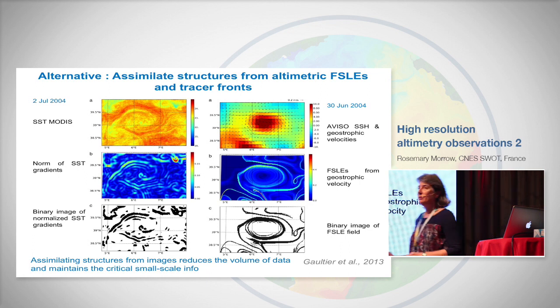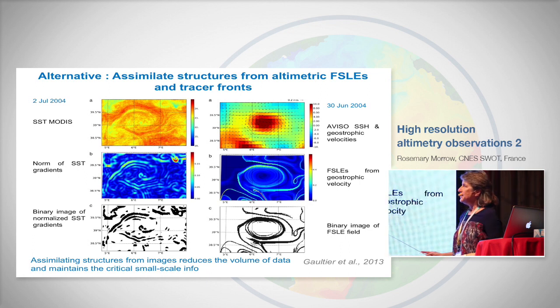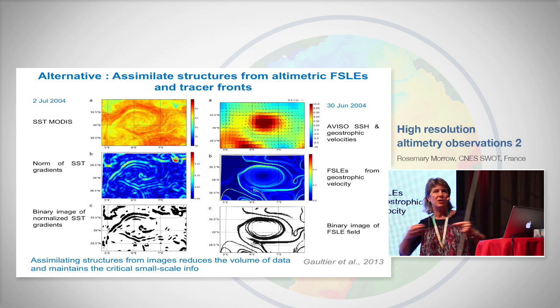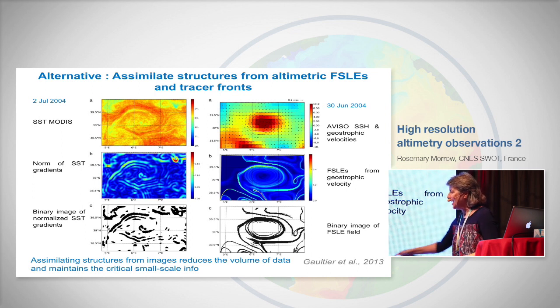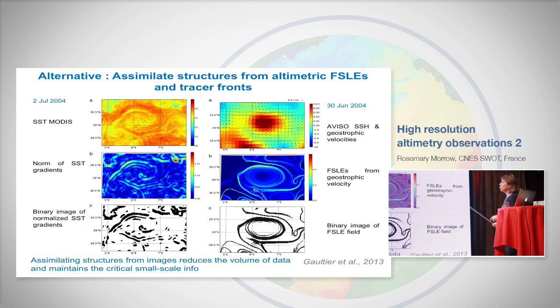Other things that are being explored because of the large data volume is that you can perhaps use not all of the swath information, which is not necessarily independent, but look at the dominant controlling structures. And so, for example, from the surface height and the surface current fields, derive Lyapunov exponents, and then try and assimilate the position of these stretching and straining key areas of the flow, and also testing that or assimilating as well the horizontal gradients of SST. So this is work that's being explored.